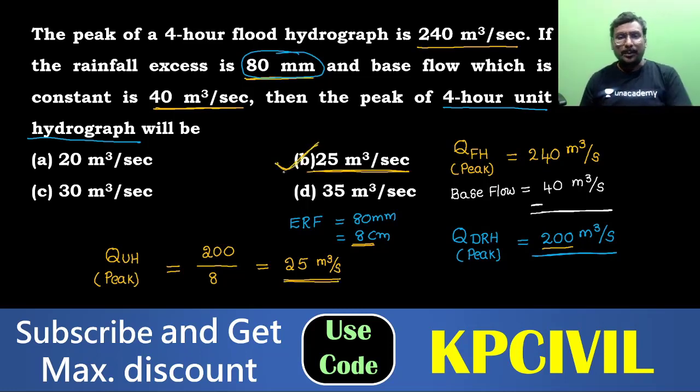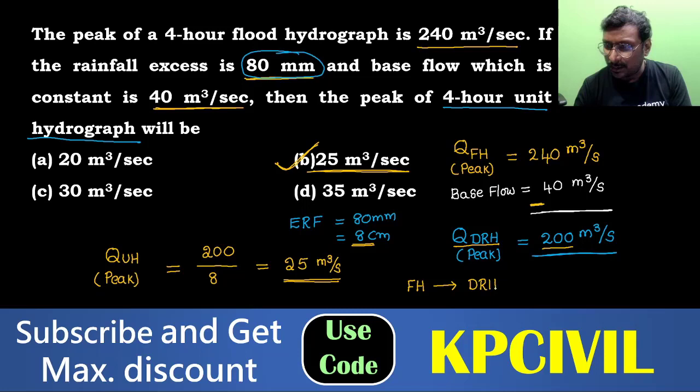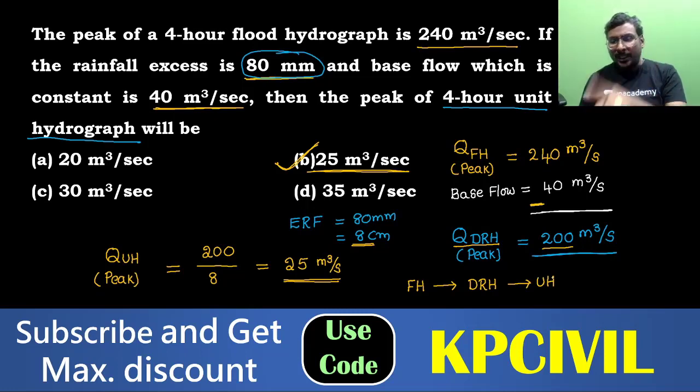Option B. Simple. First, FH and base flow given. FH minus base flow gives DRH. DRH by effective rainfall, UH. Simple direct model. Yesterday session I have given clearly. FH to DRH minus base flow, DRH to UH divided by effective rainfall. Clear? You will get the answer, 25.